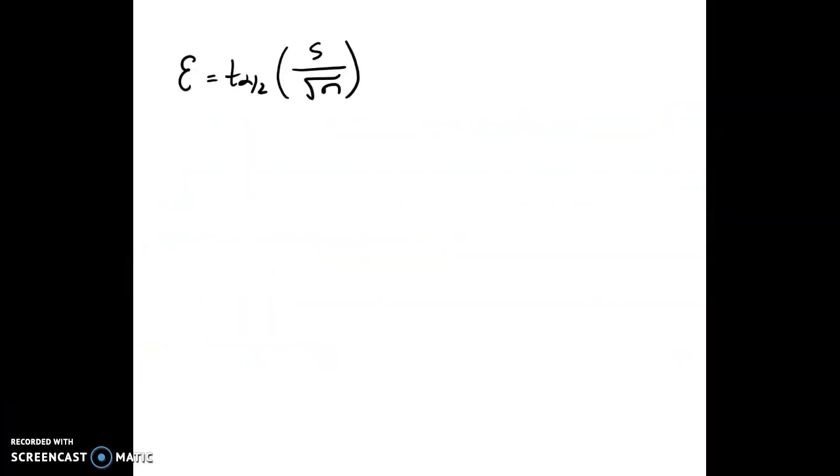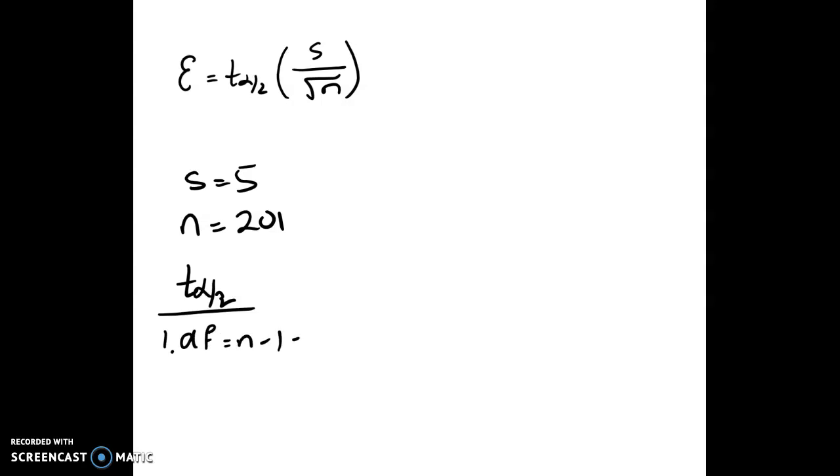Okay, so I know what s is. That is the sample standard deviation. They said that is 5. n is the sample size, which is 201. Now I need the t-value, and in order to find the t-value, I need two things. Number one, I need the degrees of freedom, which is n minus 1. So 201 minus 1 is 200.